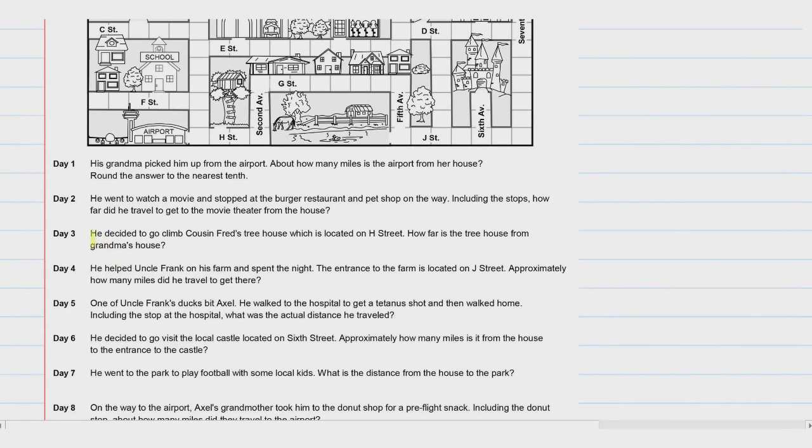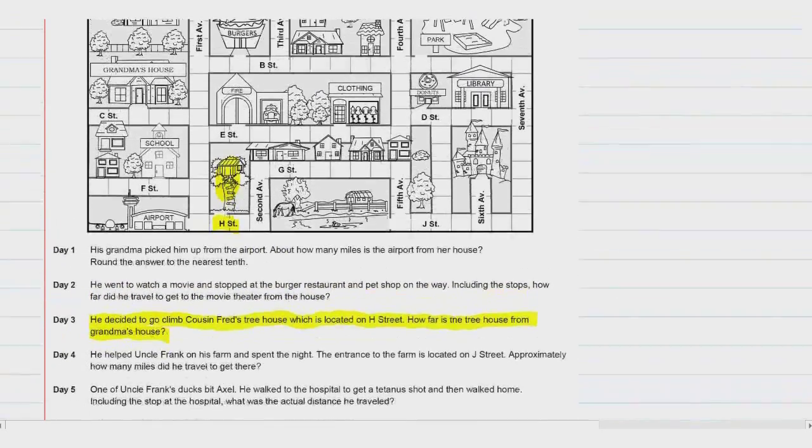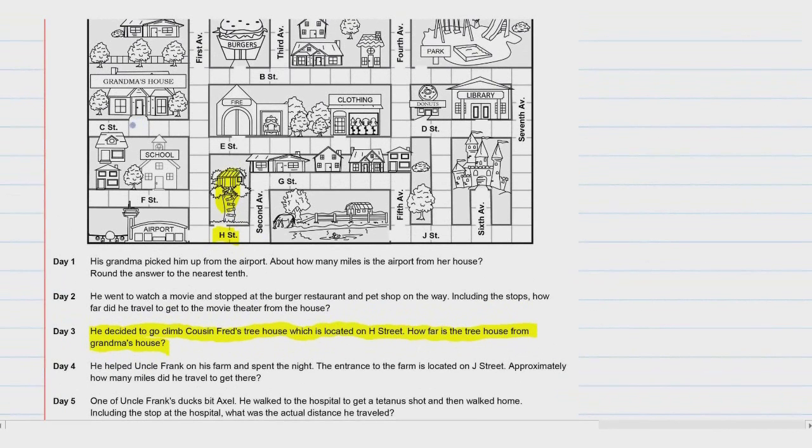Day 3 says he decided to go climb Cousin Fred's treehouse, which is located on H Street. How far is the treehouse from Grandma's house? Again, it does not say anything about miles, so all we do is keep it in feet. And here is H Street, and here is the treehouse. So we start from Grandma's house, and we go 1, 2, 3, 4, 5, 6, 7, 8, 9, 10, 11. So he went 11 squares.